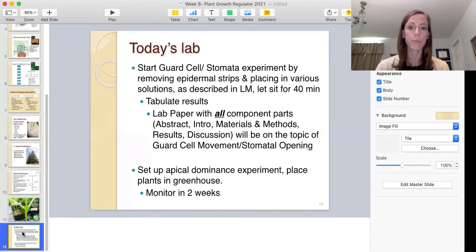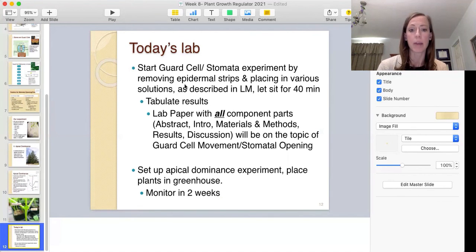For this week's lab, you're going to start by setting up the guard cell experiment by removing the epidermal strips. You're just going to pull off the epidermal strip, and I'll demonstrate this in class. And place those strips in different solutions that include different combinations of either potassium chloride, sodium chloride, calcium chloride, or our buffer MOPS. Then we're going to let that sit for 40 minutes, and then we're going to tabulate the results at the end of that 40 minutes.